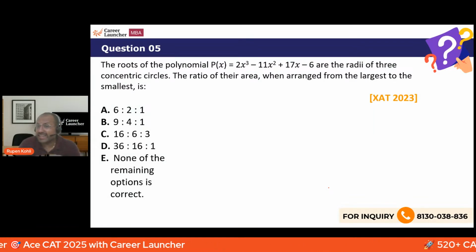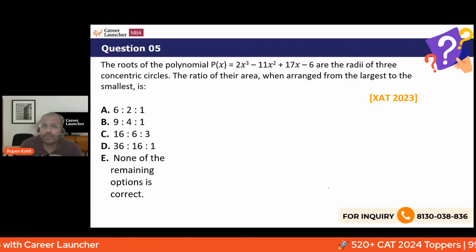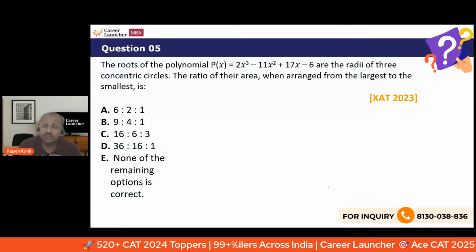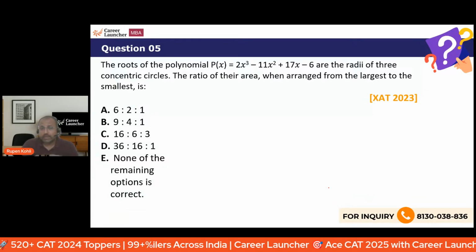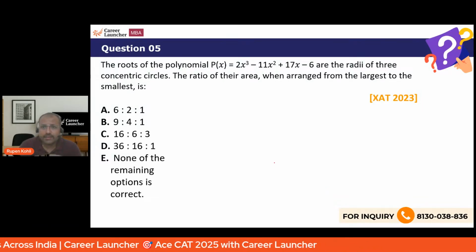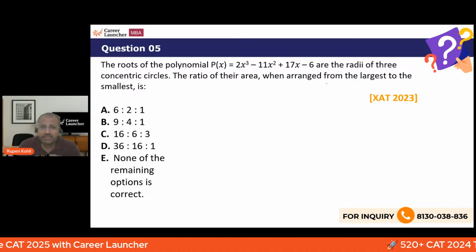And some of the things that I have mentioned earlier will come into play. Let's jump in. The roots of the polynomial p(x) equal to this are the radii of 3 concentric circles, 3 circles which share the same center. The ratio of their areas when arranged from the largest to the smallest is. Roots of this polynomial are the radii of the circles. You have to find the ratio of the areas.